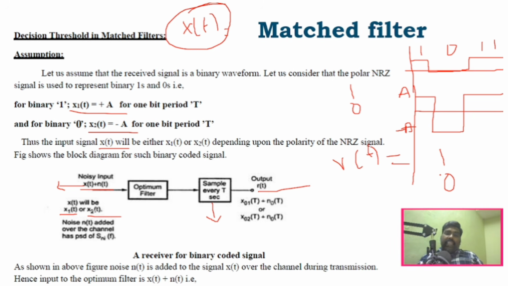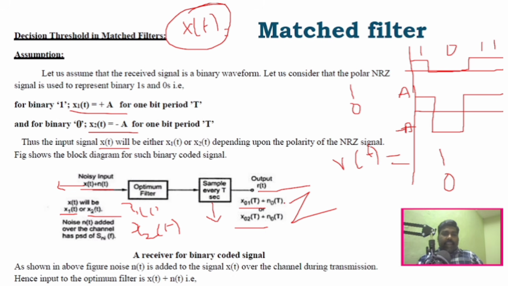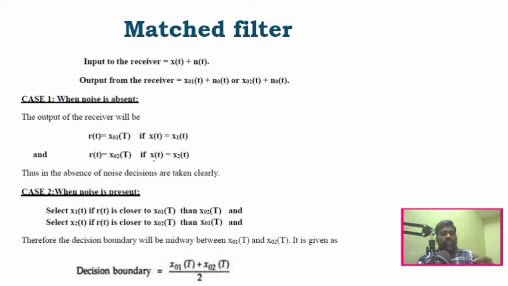But you have to understand here, in r of t, it can be either x01 of t or x02 of t. Definitely you will have noise, right? What is x01 of t? Whenever you transmit x1 of t, that will be received as x01 of t. Whenever you transmit x2 of t, it will be received as x02 of t. Correct? But definitely you will have some noise, right? So this is the normal transmission that is going to happen. So if there is no noise, now we have to consider two conditions here, right? What are those two conditions?